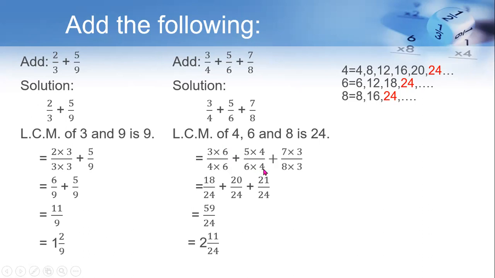So 6 times how many is 24? 6 4s are 24. So the numerator also should be multiplied by 4. 8 times how many is 24? 8 3s are 24. So the numerator also should be multiplied by 3. Anyway, you have to make the denominator 24. To make the denominator 24, by whichever number you multiply the denominator, by the same number you have to multiply the numerator as well. Did you get it?